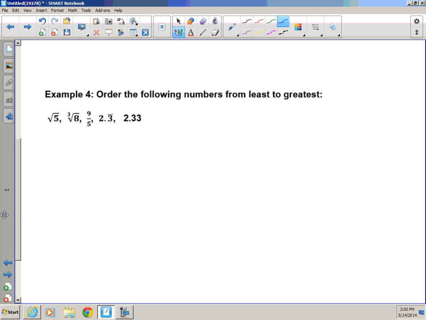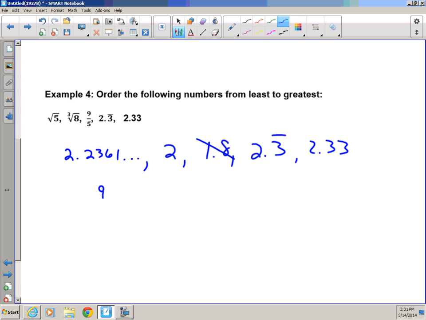the square root of 5 is 2.2361. The cube root of 8 is 2. 9/5 is 1.8. 2.3 repeating stays as is. And 2.33. Okay, now let's take the easy ones. 1.8 goes first, 9/5. 2 goes next, the cube root of 8. 2.23, so the square root of 5.